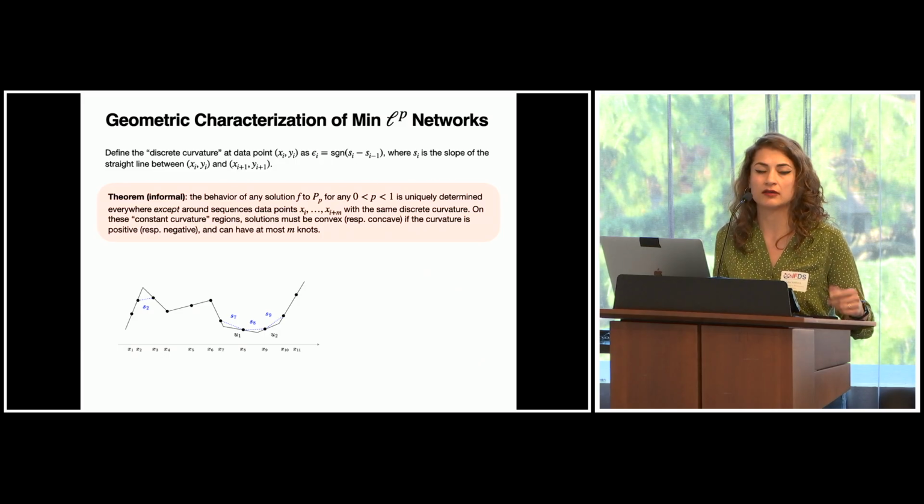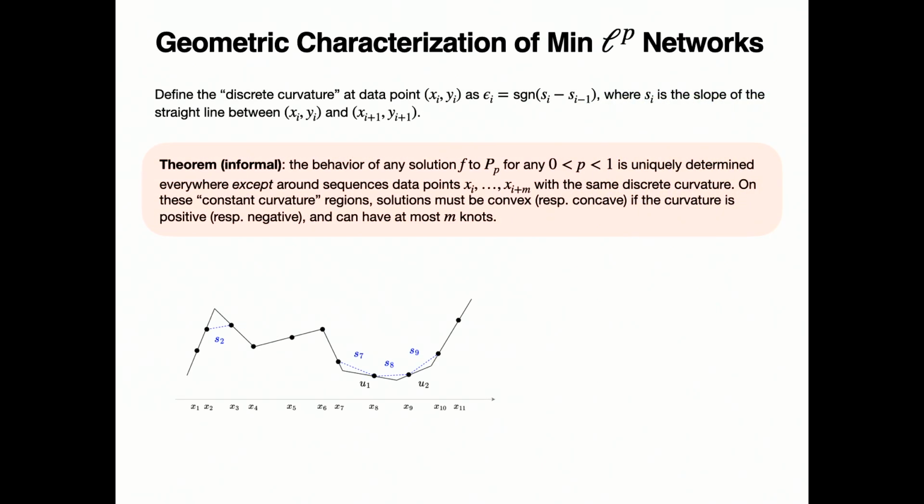So when you're looking at it that way, one of our intermediate results basically says that any solution to the minimum LP path norm problem, its behavior is uniquely determined everywhere except when you have sequences of consecutive data points where the discrete curvature of the data is the same, by which I basically mean that the slopes of the straight lines connecting the data points are either monotonically increasing or decreasing. And it's on those types of regions, when you have more than 3 data points in a row with that constant curvature, that the solutions are a little bit harder to pin down.